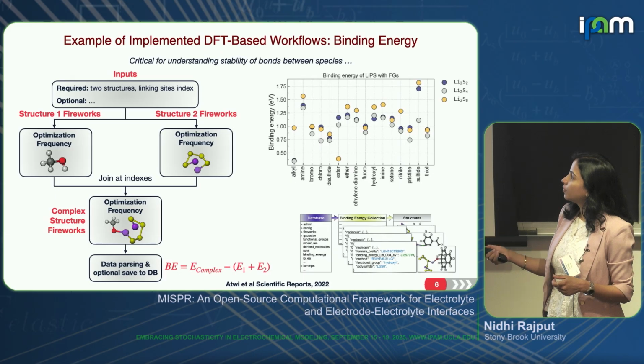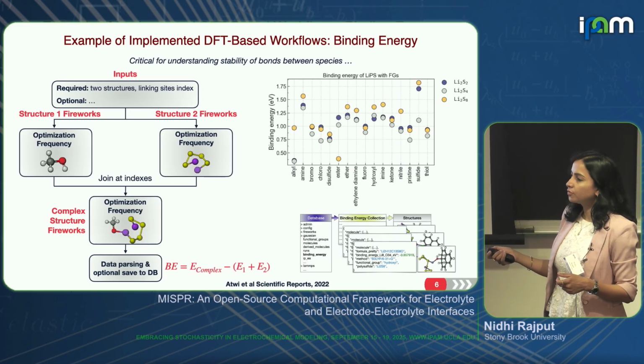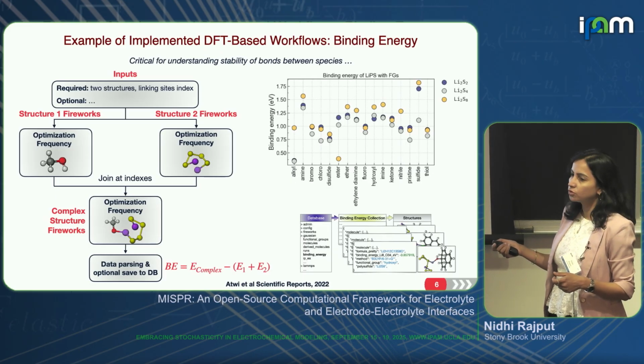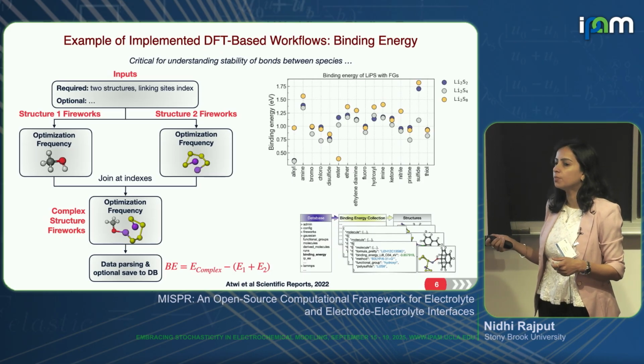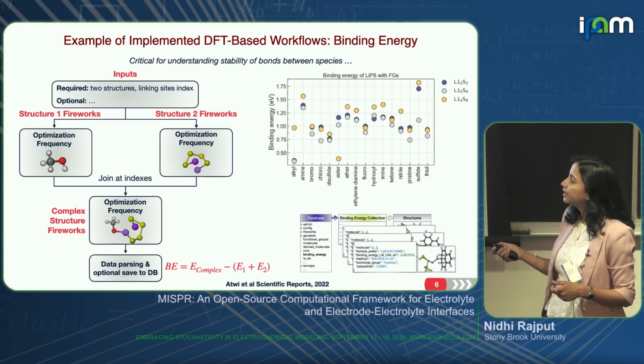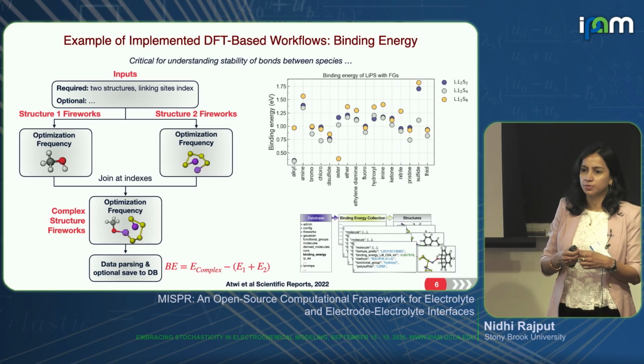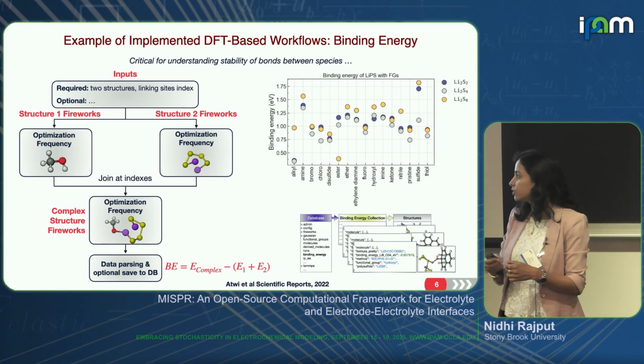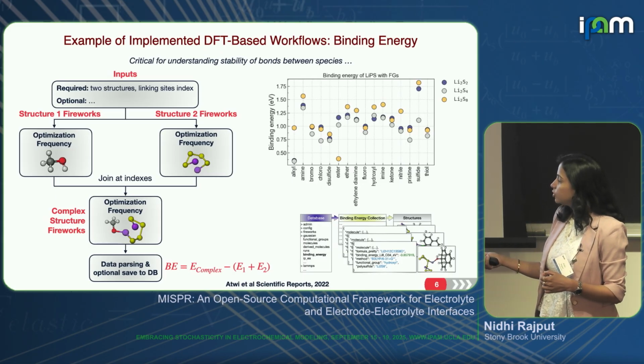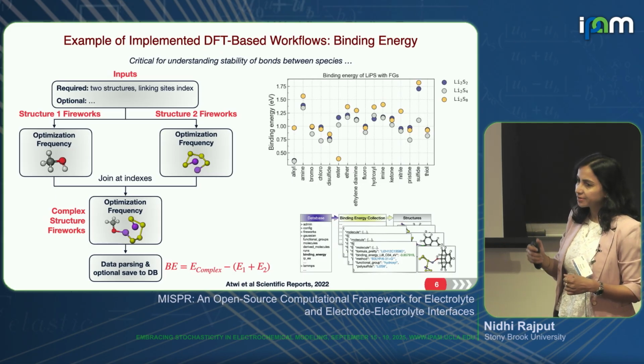And it will automatically perform the geometry optimization and frequency calculation for the two species. It can be two molecular components, or a molecule and a solid. It then binds the two species based on the binding site provided by the user, calculates the binding energy, and stores it in a database.